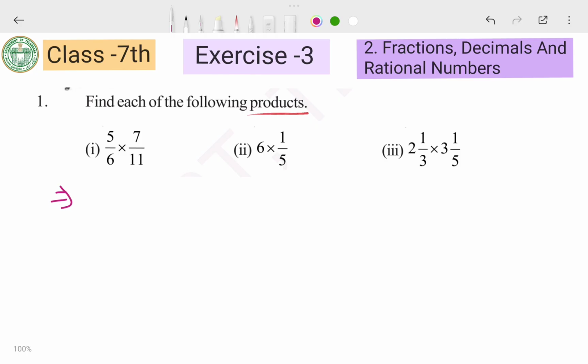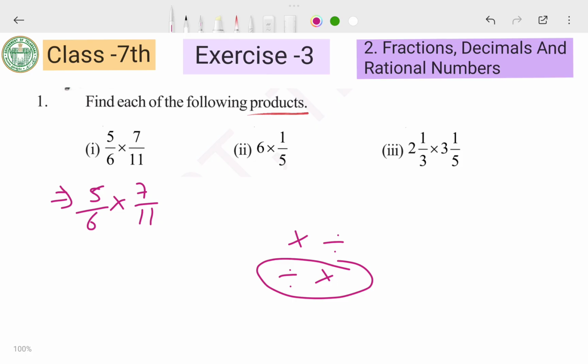So this is our question. It is given 5 by 6 cross 7 by 11. There is one way we can solve it: multiply first, then divide the numbers. Otherwise, first you can divide the numbers, then multiply. These are two ways, but most of the time we first divide, then multiply. But here, first of all, we will cancel the numbers, we will divide, then we will multiply.